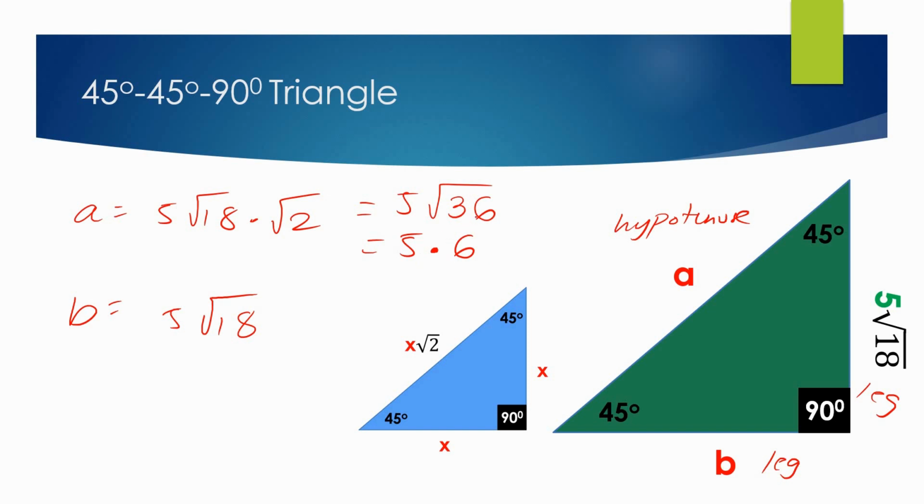So the square root of 36 is 6. So you need to simplify this one. Unlike the radical on the previous example, square root of 10 does not have any simplification anymore. 5 times 6, to continue. So the answer is 30. That would mean the measurement of A is 30, while the measurement of B is 5 square root of 18.